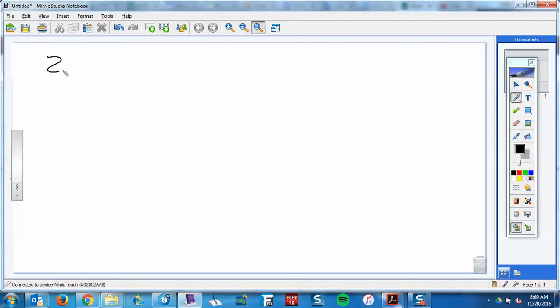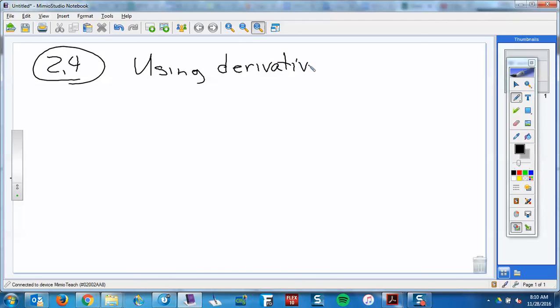So we're talking about section 2.4 in your book, which says using derivative, and here's a new term, antiderivative formulas. Okay? So that's section 2.4.